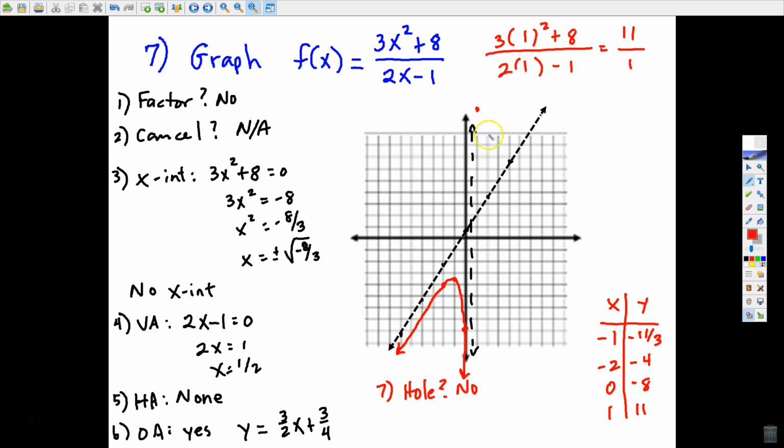And I'm just going to say that's up here. And let's try 2. Input 2. What do we get as the output? So 4, 2 squared, times 3 is 12. That's 20 over 4 minus 1, which is 3. And so that's 6 2/3. I'll say 20/3, but for graphing purposes, let's think of it as 6 2/3. So 2, 1, 2, 3, 4, 5, 6, not quite to 7.